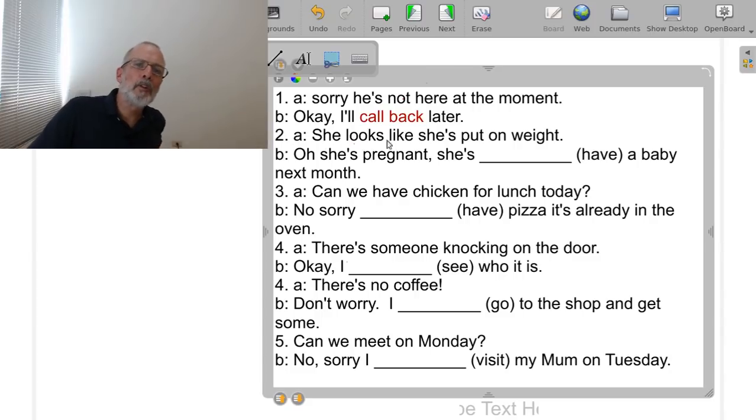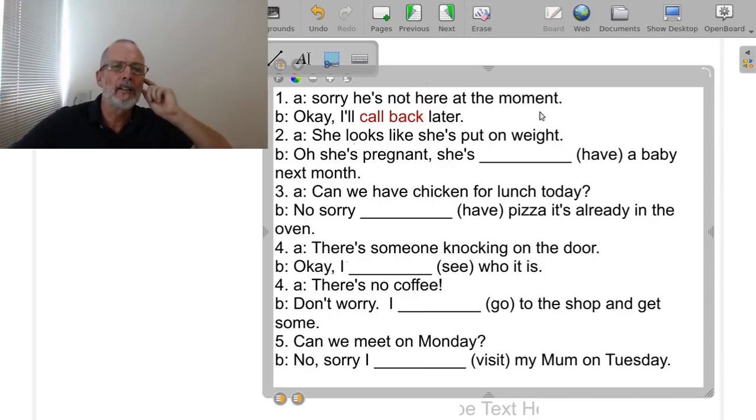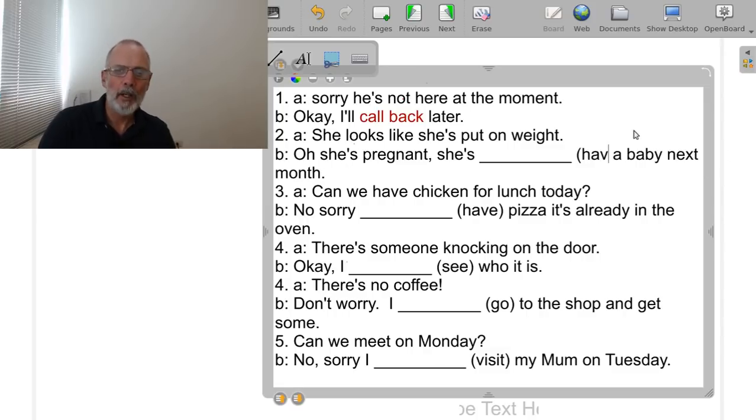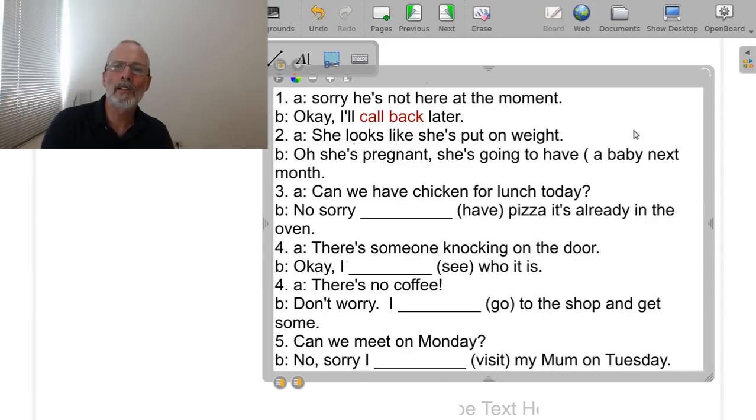Sorry. Yeah, number 2, she looks like she's put on weight. Put on weight means she's fatter. A says that. B, oh, she's pregnant. She's gonna. Yeah, people have said gonna, but what do you need with the gonna? Gonna is okay, although we don't really want to write that in an email. But you need to use the verb. The correct form is going to have, but of course we can say gonna have, that's what people are gonna say.